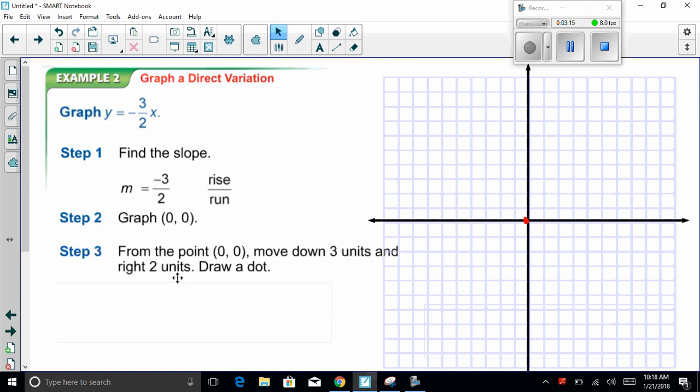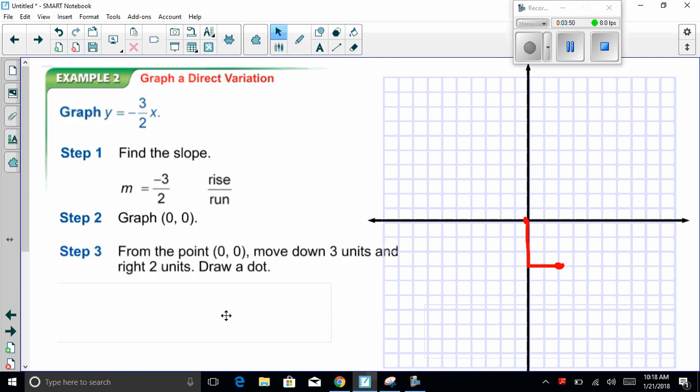Now from the point (0, 0), we're going to use our slope. Because our slope is negative 3 over 2, we're going to move down 3 units and then to the right 2. Let me grab that pen again. So we are going to go down 3 units, and then we're going to go 2 positive to the right. Right there. So right here is our next point.